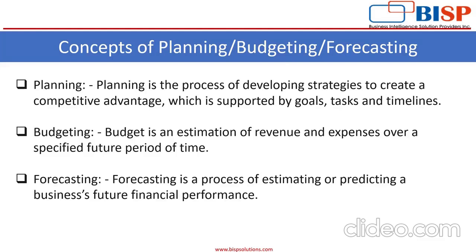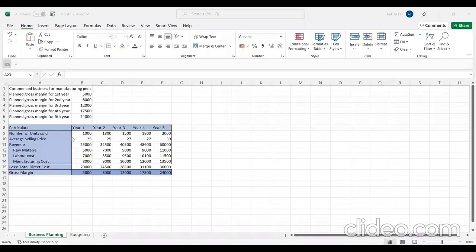Both are the same, but there is a difference between the two. Let us understand the difference between planning and budgeting with the help of an example. In this example, I have commenced a business for manufacturing pens, in which I have planned a gross margin for first year 5,000, second year 8,000, third year 12,000, fourth year 17,500, fifth year 24,000.